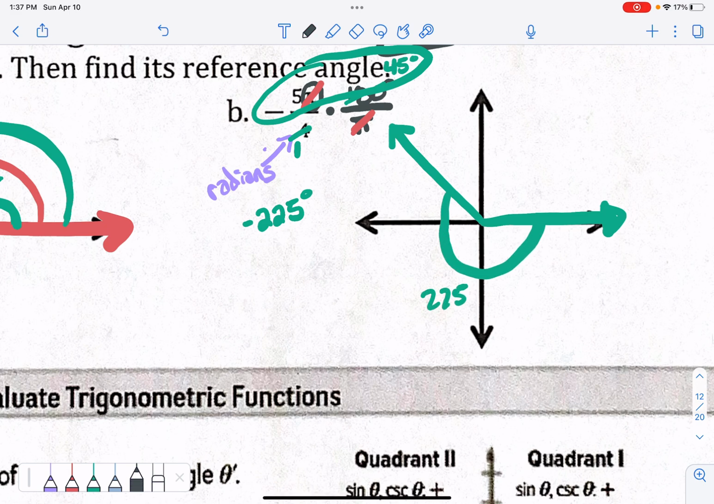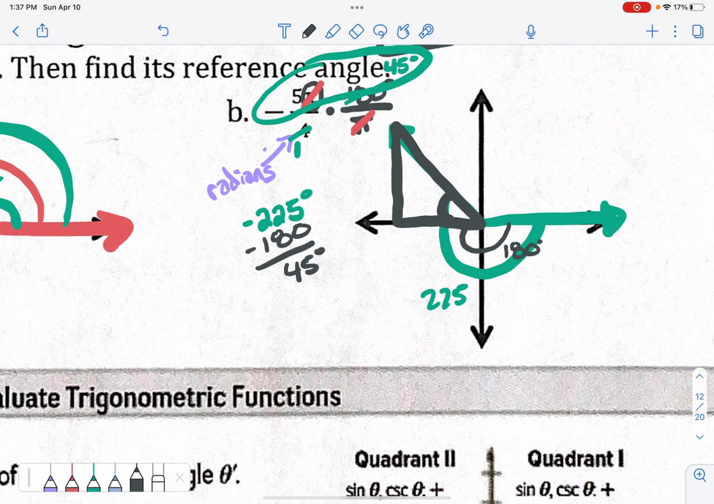Okay. But I want to find what this bow tie angle is right here, what this part is. And I know that from here just to here is 180. So the rest of the way to make it to 225, I'm going to subtract 180, and that is going to give me 45 degrees. So even though it was negative, my reference angle is always positive, 45 degrees, okay?